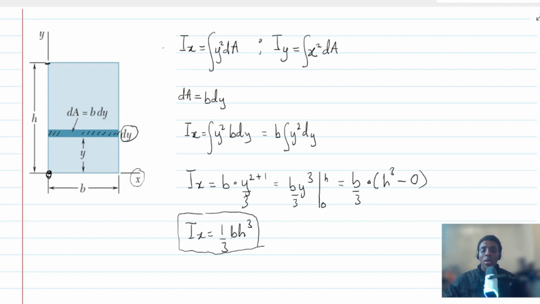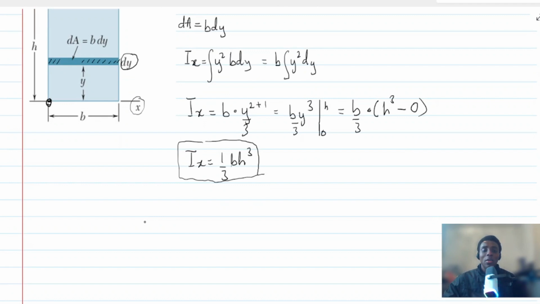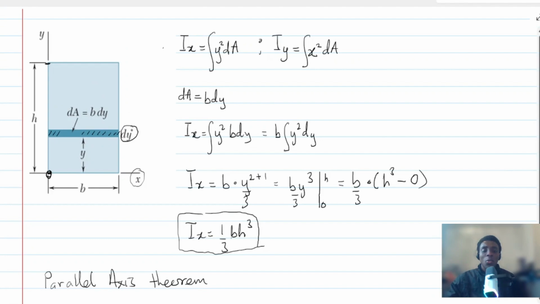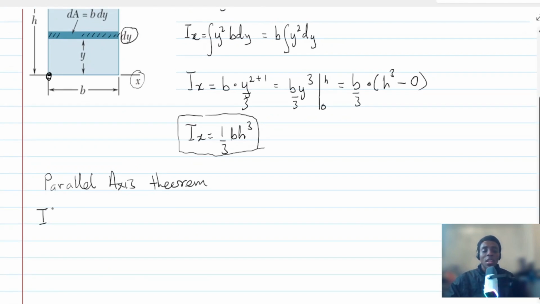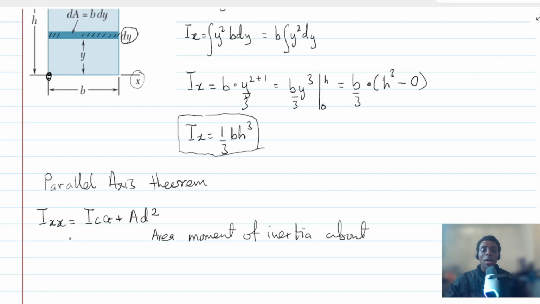So we are going to use the concept of the parallel axis theorem. What does the parallel axis theorem say? Basically, it says that whenever we have two axes which are parallel to each other, the area moment of inertia, let's call it Ixx, is equal to ICG plus A d squared, where Ixx could be about any axis, but ICG is the area moment of inertia about the centroidal axis.